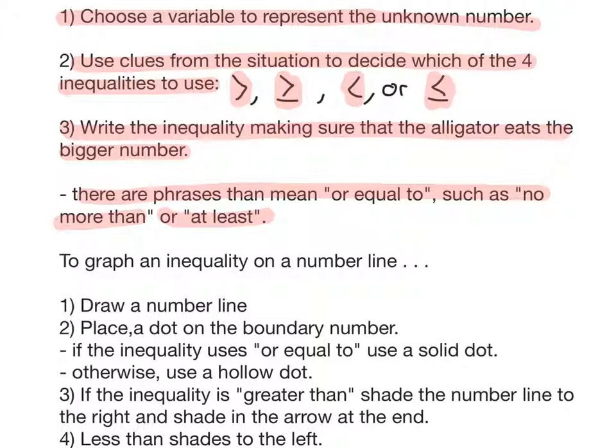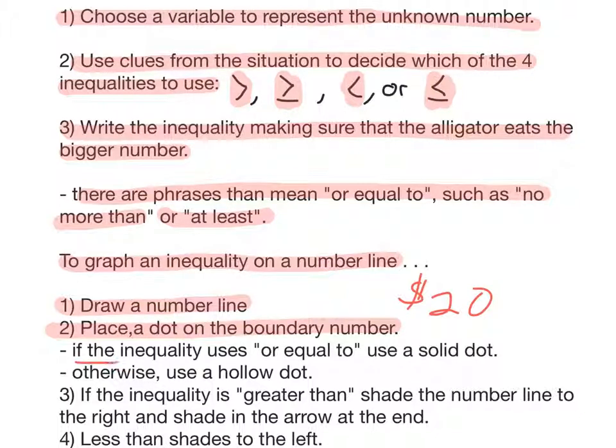Okay, so the second part of today's lesson is graphing an inequality. To graph an inequality on a number line, first step's drawing a number line. No kidding. Second step, place a dot on the boundary number. The boundary number is the number that's mentioned in the problem. So if I have no more than $20 in the bank, $20 is the boundary number. If I have at least $50, $50 is the boundary number.